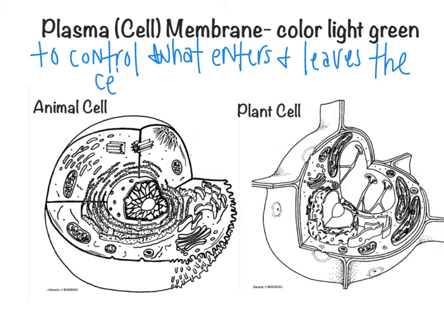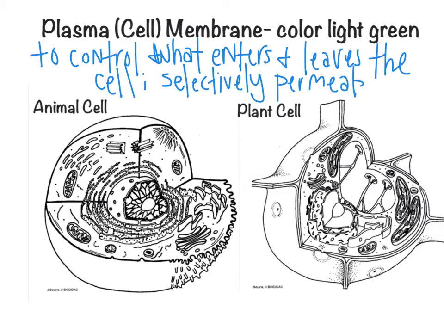Okay, so it can decide what goes in and what comes out. In about a week or so we will talk more about this structure, but for now, if you want to sound fancy, you could know that it is selectively permeable. That just means if you're selective about something, you're very picky as to what comes in and what goes out. And then permeable is that passageway.